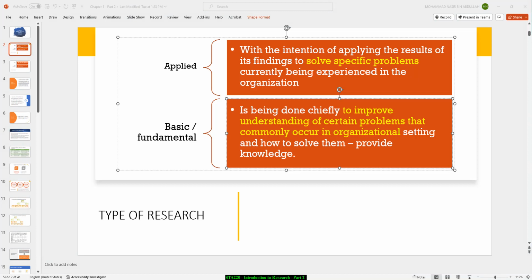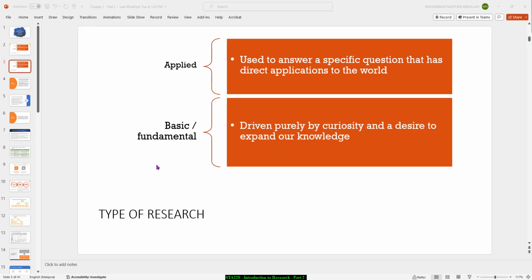Applied research means that we apply the result that we found in the basic research to solve the specific problem. We try to solve the specific problem by using applied research, right? So that is applied research. We just want to apply the knowledge that we have found in basic or fundamental research, and we try to solve the problem. That is applied research lah. Okay, hope you understand the difference between applied and basic research.